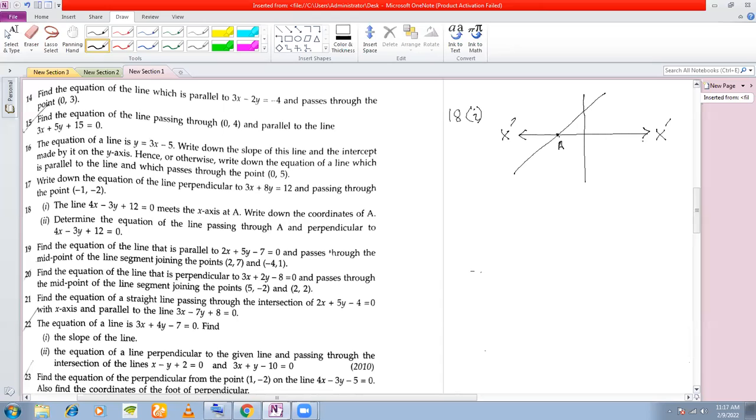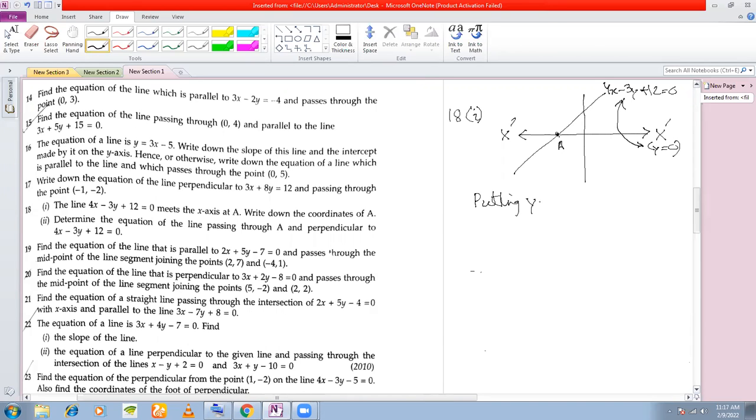See, the equation of the x-axis is what? y is equal to 0, isn't it? And what is the equation of this line given? 4x minus 3y plus 12. And how do you find out the point of intersection of two straight lines? By solving the two equations, isn't it? So if you solve these two equations, you will get this point A. So how do you solve these two equations? By putting y is equal to 0, isn't it?